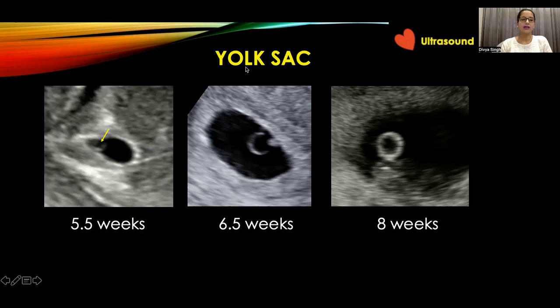Now, this is how a yolk sac looks initially on transvaginal ultrasound. You can appreciate this faint structure with an anechoic center and an echogenic wall at 5.5 weeks. It gradually increases in size. Now you can appreciate it more clearly with an eccentric embryo close to it. And finally, a bigger yolk sac at 8 weeks of gestation.